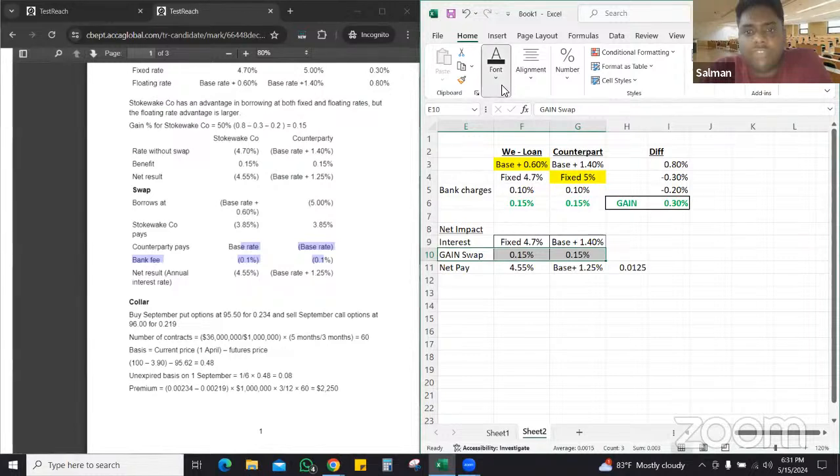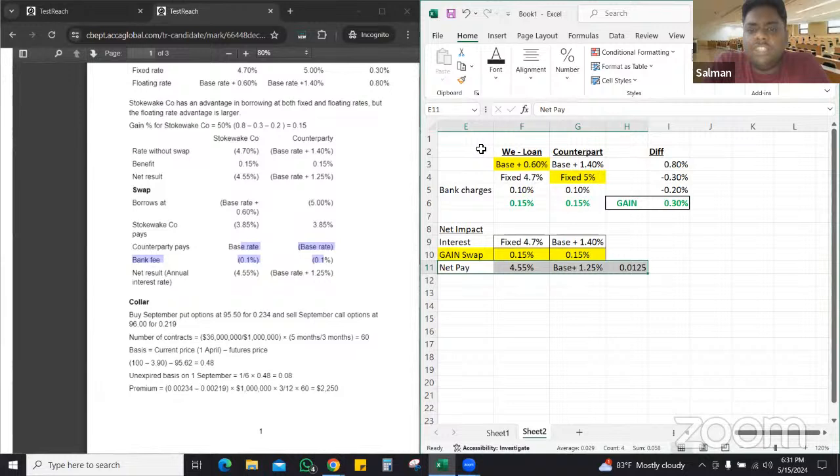Each party, right? Others' interest is paid by us. We took the variable rate, the other party took the fixed rate. So we pay the fixed rate, the others' interest. Our interest rate is paid by the other party. So they pay the variable rate. So counterparty pays the variable rate of base rate plus 1.4%. That's the interest. 4.7. And if you adjust the gain, this is our net pay.